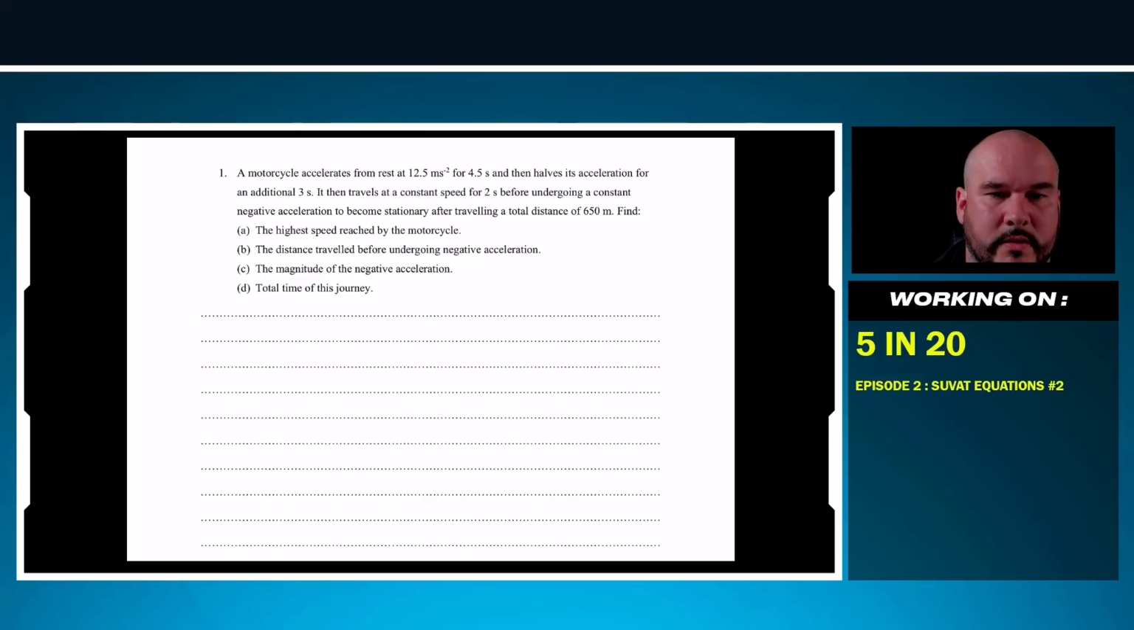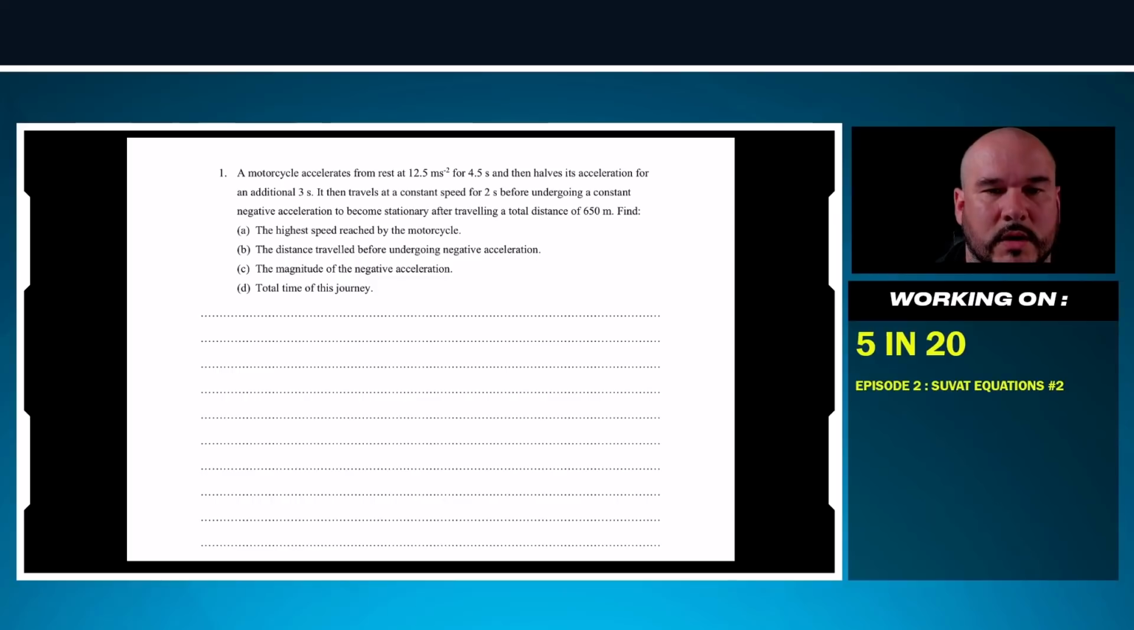So you've got a motorcycle that accelerates from rest at 12.5 m/s² for 4.5 seconds, and then halves its acceleration for an additional 3 seconds. It travels at a constant speed for 2 seconds before undergoing a constant negative acceleration to become stationary after traveling a total distance of 650 meters. Pretty wordy question, right?